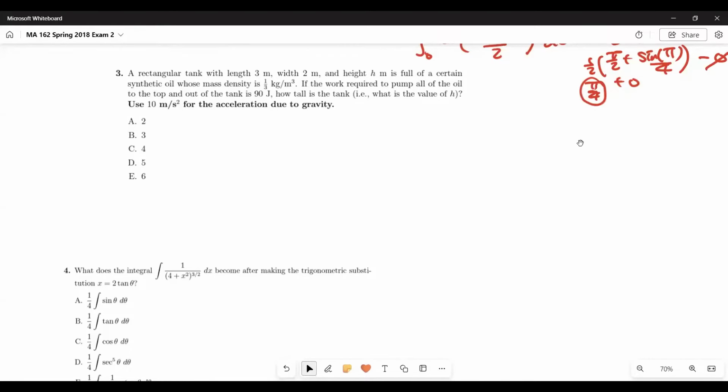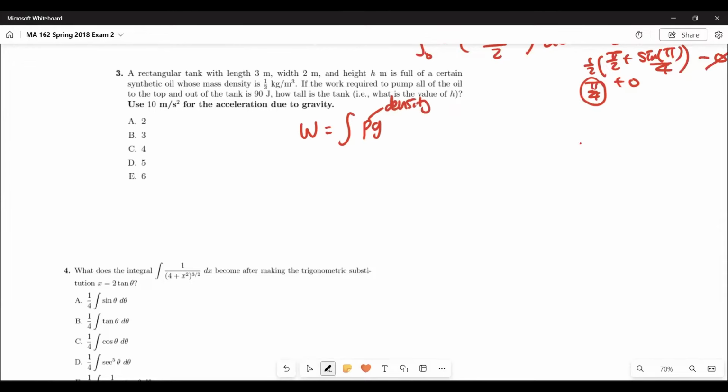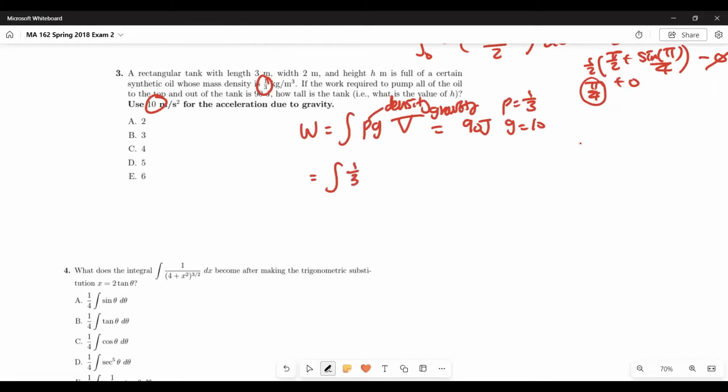Okay, so number 3, we want to find how tall the tank is, and work is given. So the work is the same as integrating rho times g times volume, with rho as density and g as gravity. And that's equal to 9 joules. Okay, and we are given rho is 1/3, g is 10. So it's 1/3 times 10 times V is equal to 9 joules.